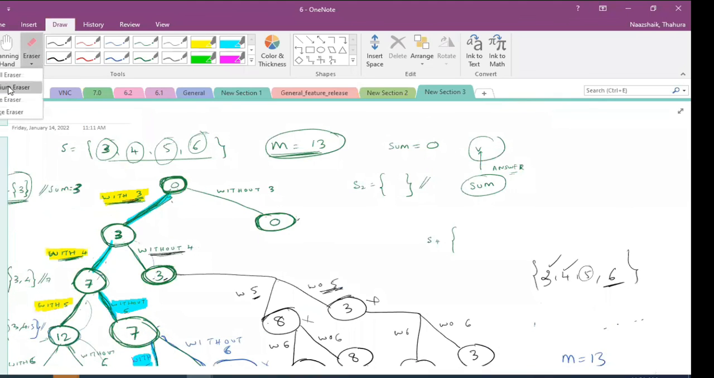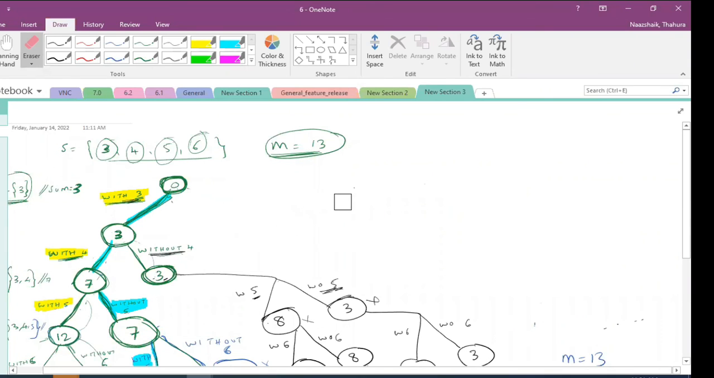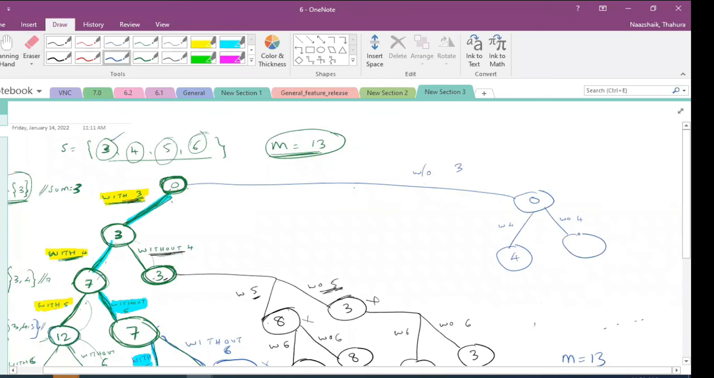Maybe what I'll do is I will do it myself. You can follow and see if your answers match mine. Okay, I just need to draw a little wider. So this was without 3. So the sum is still 0 for me. Next, I have 2 choices, with 4 and without 4. With 4, answer is 4. Without 4, answer is still 0.